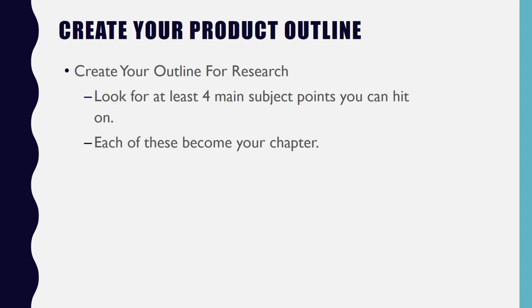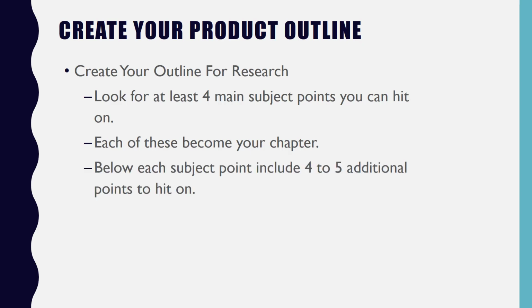And each of those points would become like your chapter. They would become a video module. Just like this course is 15 modules, you can see here that I've actually got 15 video lessons in this particular training. And so for my outline, it actually has 15 main subject points that I'm hitting on. So yours might be a lot smaller. Actually, some might be larger. I have a product where I use this same method and I expanded it all the way to 86 lessons as well. Below each subject point, you can include 4 to 5 additional points that you can hit on.